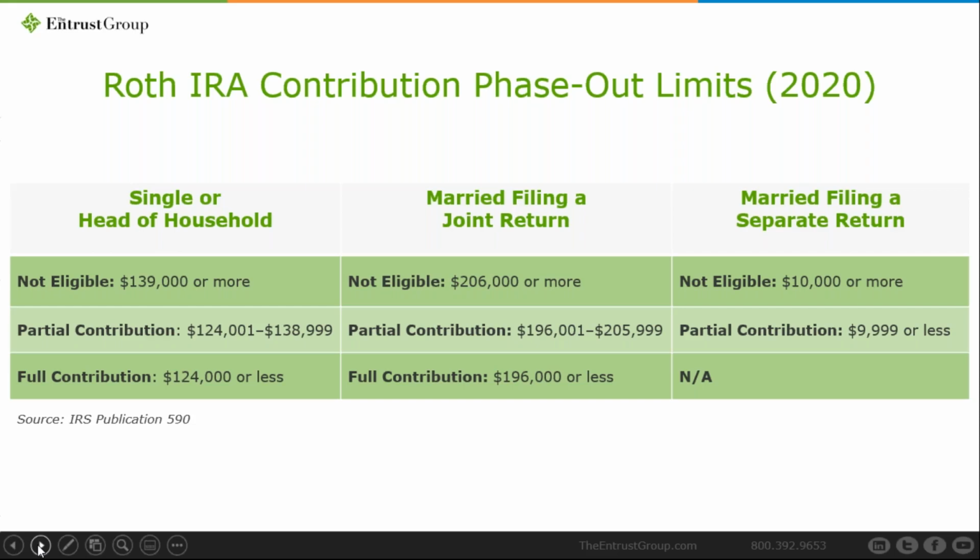However, remember, they could still make a traditional IRA contribution. The only thing that they need to determine is whether it's deductible or not. And if it's not deductible, they need to complete that IRS Form 8606 to track the non-deductible contribution dollars.